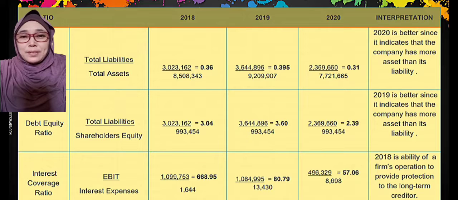Then for interest coverage ratio, the formula is EBIT divided by interest expenses. The figure in 2018 is 668.95, in 2019 is 80.79, and 2020 is 57.06. So 2018 shows the ability of a firm's operation to provide protection to the long-term creditor.